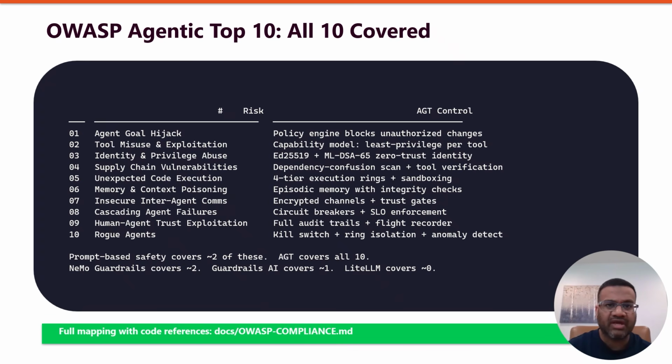So for comparison, prompt-based safety covers about 2 of these: NeMo Guardrails, Guardrails AI, and a lot of light LLM. They're good, very good. AGT covers all 10. The full mapping with code references is in our docs.